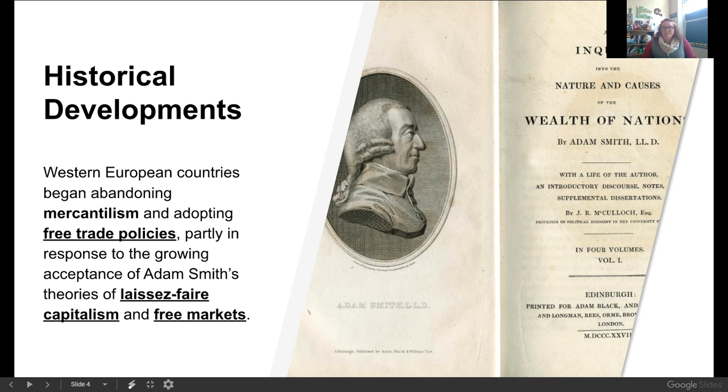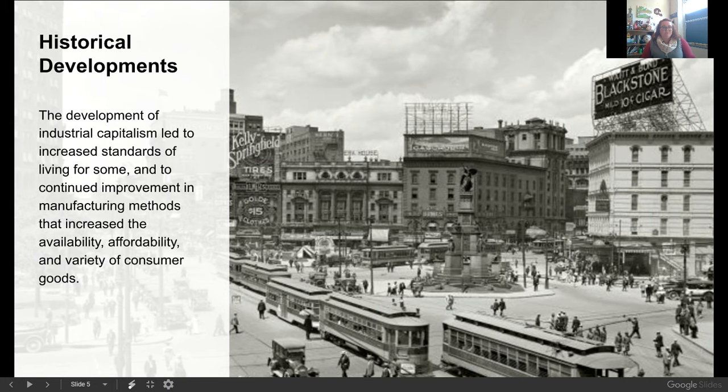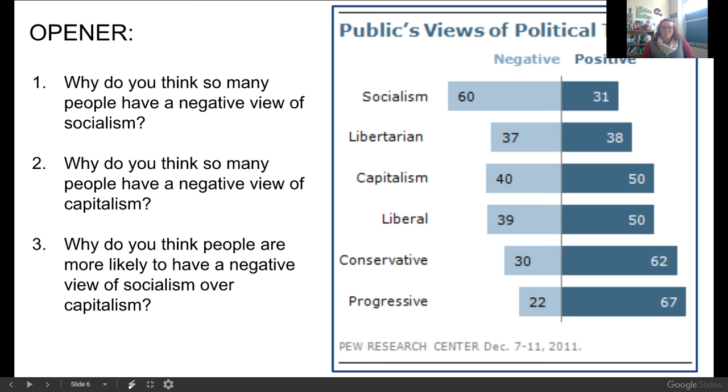We're going to look at abandoning mercantilism and adopting free trade policies. We're going to talk about Adam Smith's laissez-faire capitalism and free markets. And then we're going to talk about how capitalism led to increased standards of living for some, and how it continued to improve manufacturing methods.